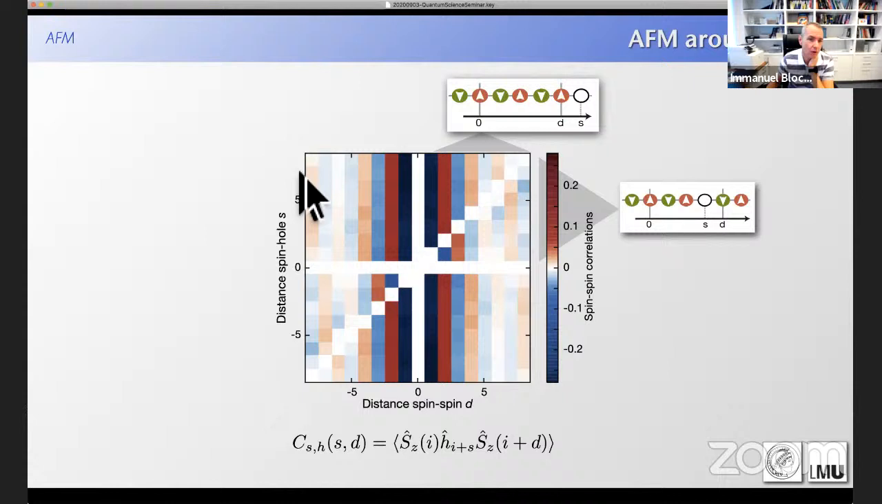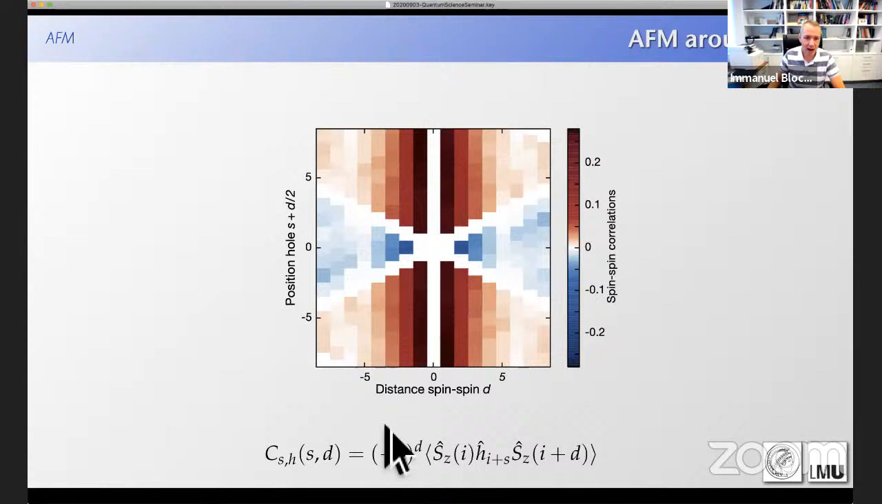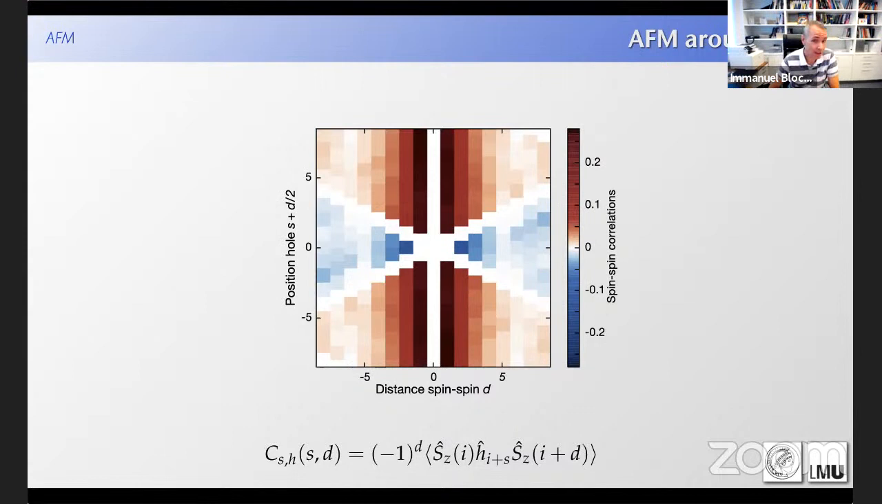So we start out, for example, with s being larger than d, where we have this down, up, down, up, down, up correlation. And now when we go to the situation where s is smaller than d, so we cross this diagonal, you see how every point in red is flipped to blue and every point in blue is flipped to red, indicating that the parity has exactly changed. I can make this even more visible if I take out this alternating staggering by just introducing this minus one to the power of d, the distance between the two spins, to reveal the parity of the background. And you see how the parity of the blocks that you're correlating is really sign reversed whenever you introduce a hole into the system, even over larger distances.